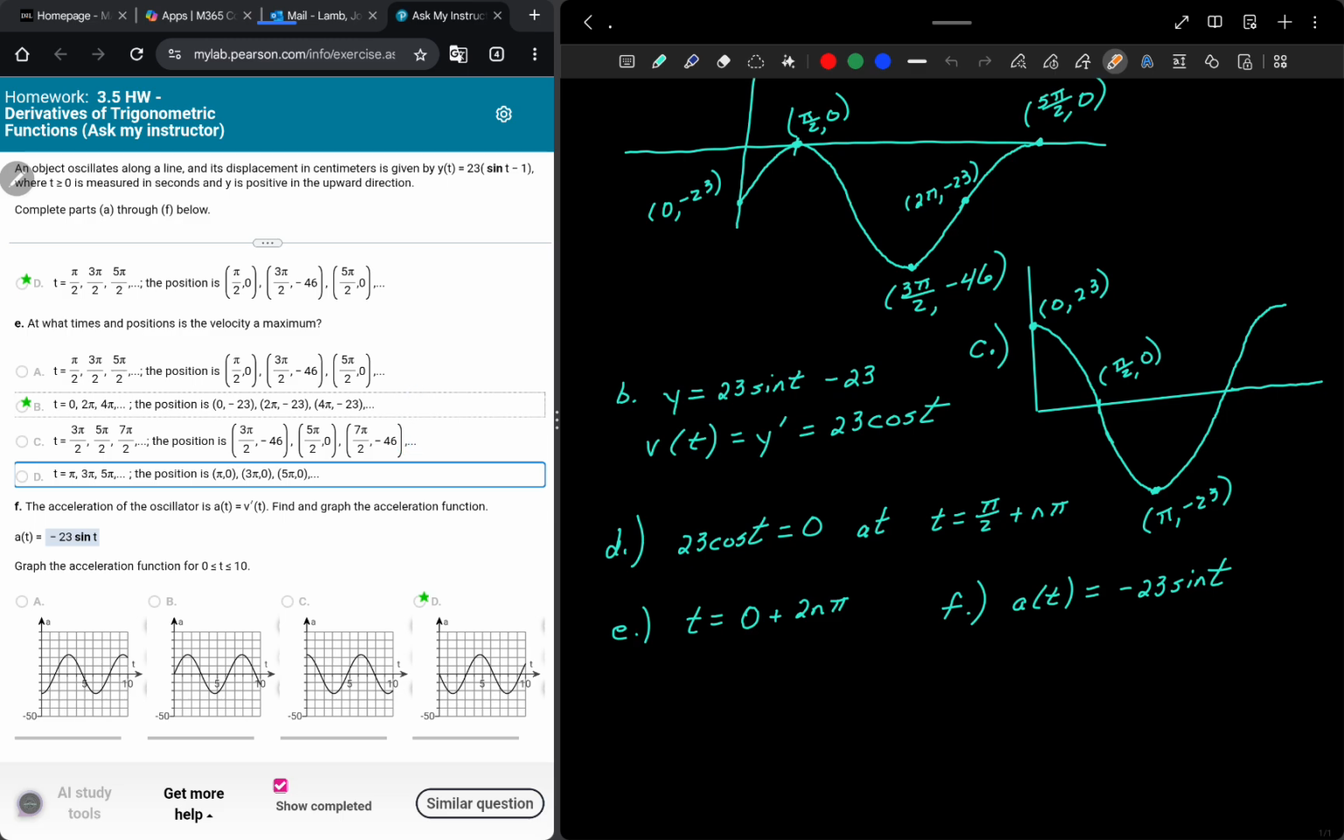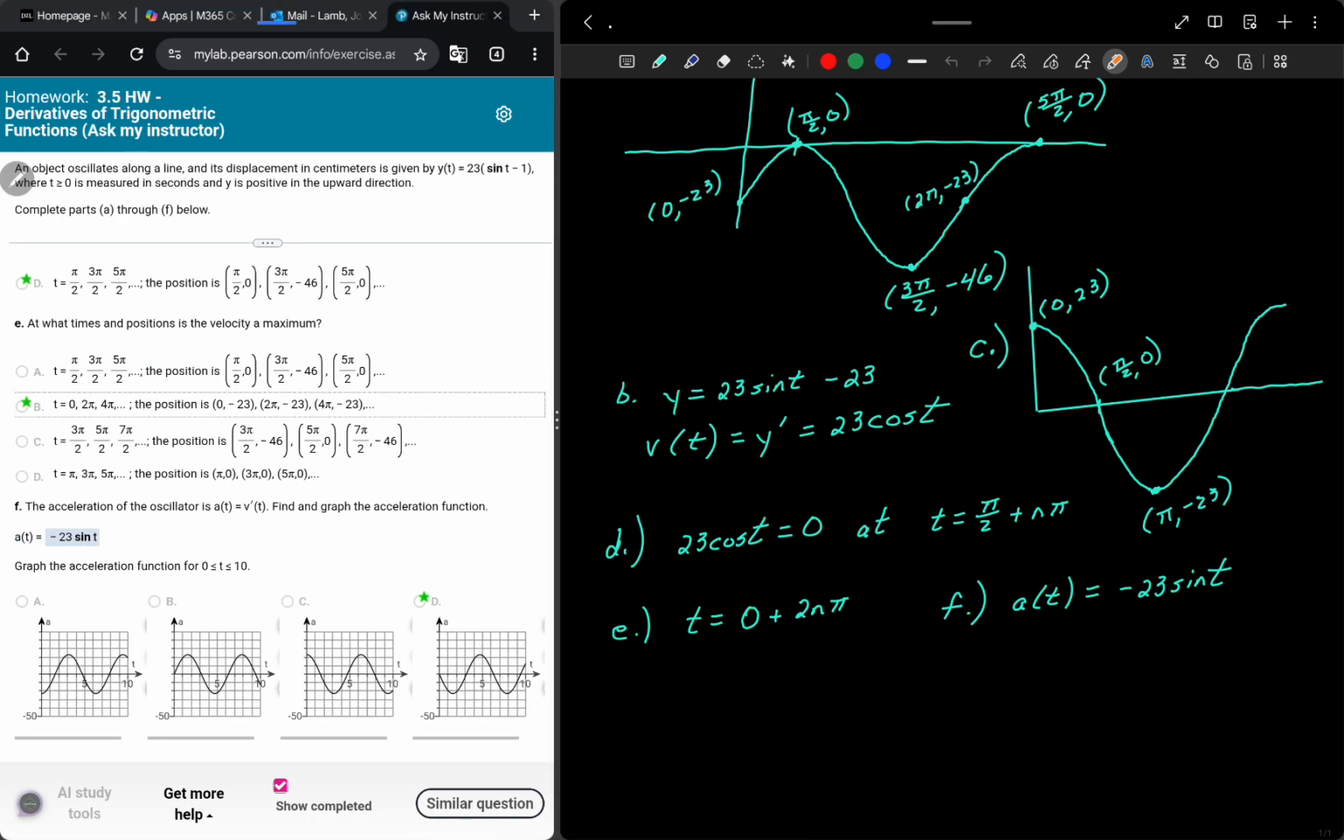F says the acceleration of the oscillator is the derivative of velocity. And so we can say, well, okay, we knew our velocity function was 23 cosine t. The derivative of that is going to be negative 23 sine of t, since the derivative of cosine is negative sine. So then I get my acceleration, negative 23 sine t. That's the answer for F.